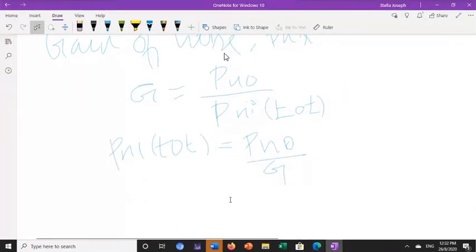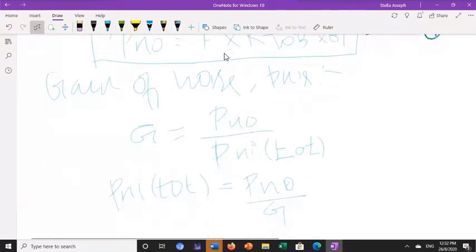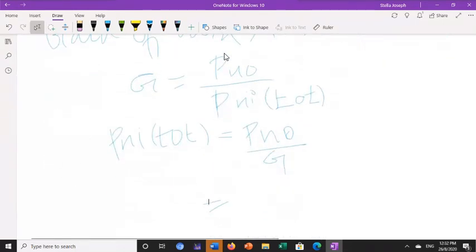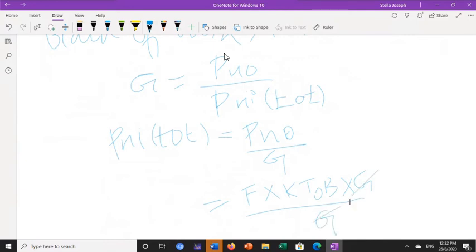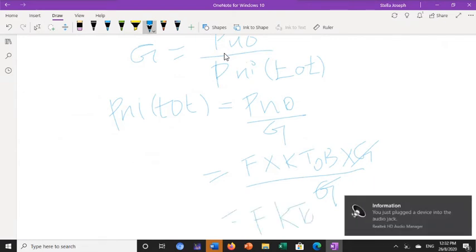So now substitute the value of PNO in PNI total. What will be my equation? F into KT0B into G. So G and G will get cancelled. So F into KT0B.